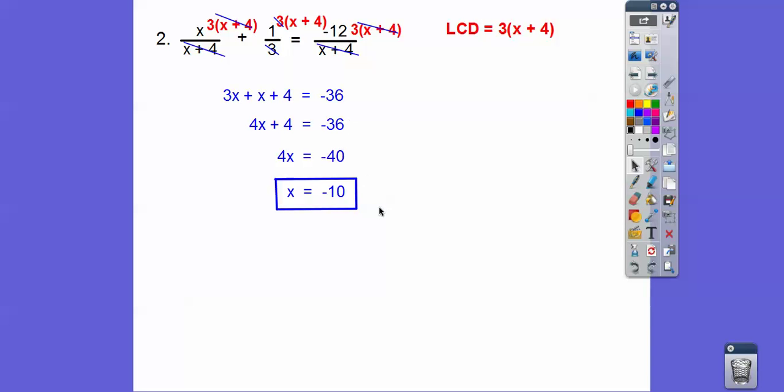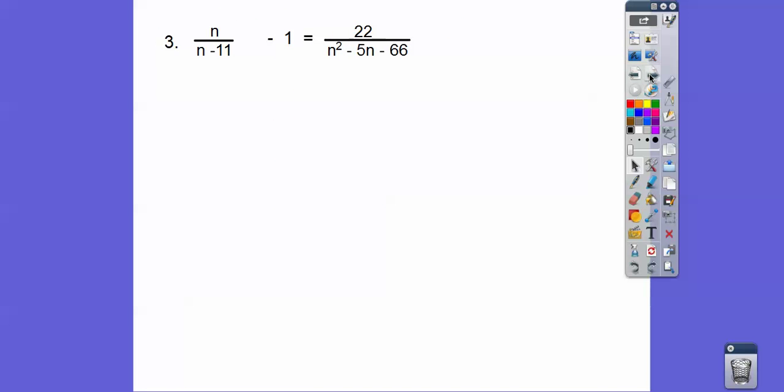So anyways, you guys, that's the long way to do it. Just make sure it's not one of them that gets you 0 in the denominator. Don't worry about what I just did right there.